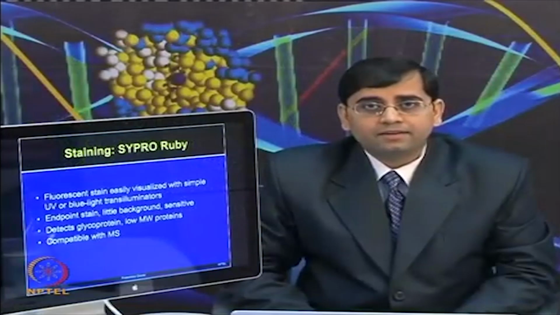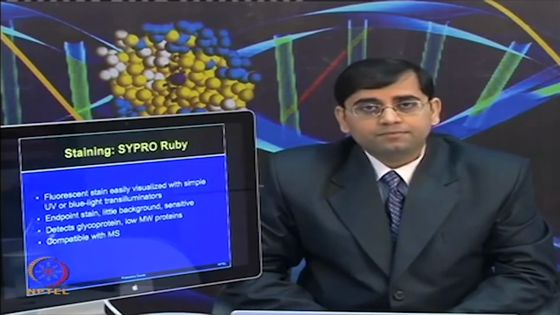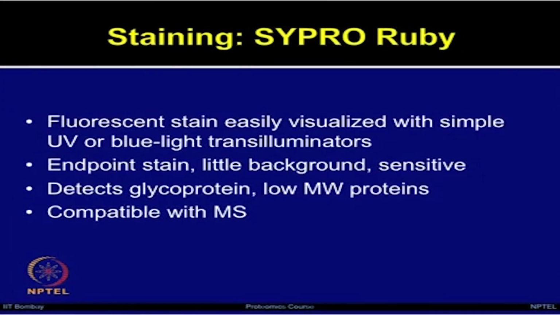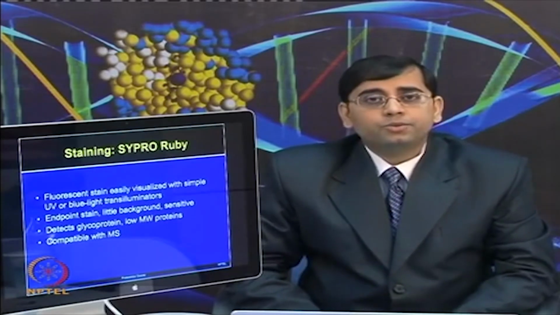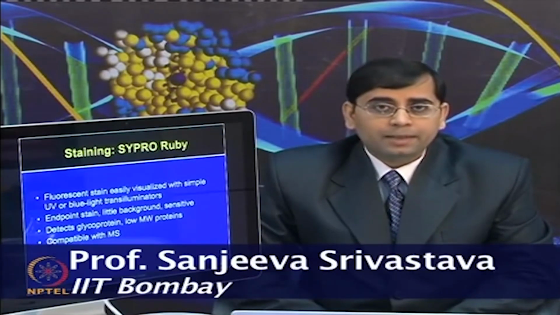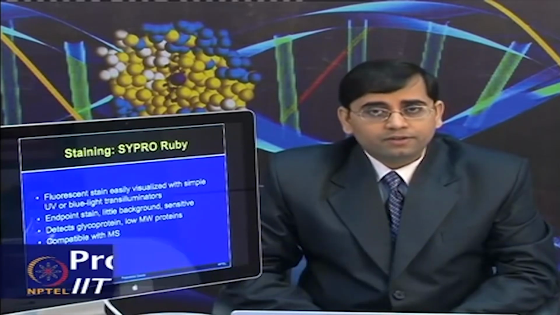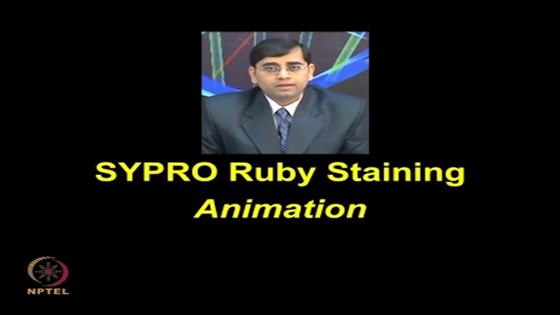This is also a very sensitive stain, and it can also be used for studying different types of post translational modification such as glycoproteins. Even low molecular weight proteins which are low abundance proteins can also be visualized by using this type of stain. So, SYPRO Ruby is a very useful stain which is very compatible for further processing with mass spectrometry. If you want to separate the proteins, you want to visualize them. After that, your end aim is to characterize those proteins, what those proteins are, and further you want to do experiments on those. In that light, SYPRO Ruby is very compatible with mass spectrometry, and you can further characterize your proteins. So, now I will show you the steps involved in performing SYPRO Ruby staining.